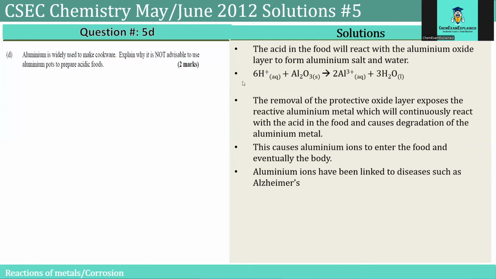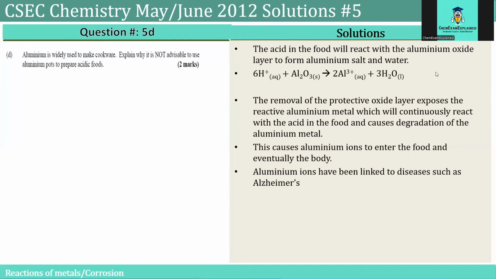Now remember that when you have the aluminum pot, it will form a layer of coating of aluminum oxide around the pot. So what we have taking place here is an acid-base reaction. So that will cause aluminum to be released into the food. So let's answer the question. The acid in the food will react with the aluminum oxide layer to form aluminum salt and water.